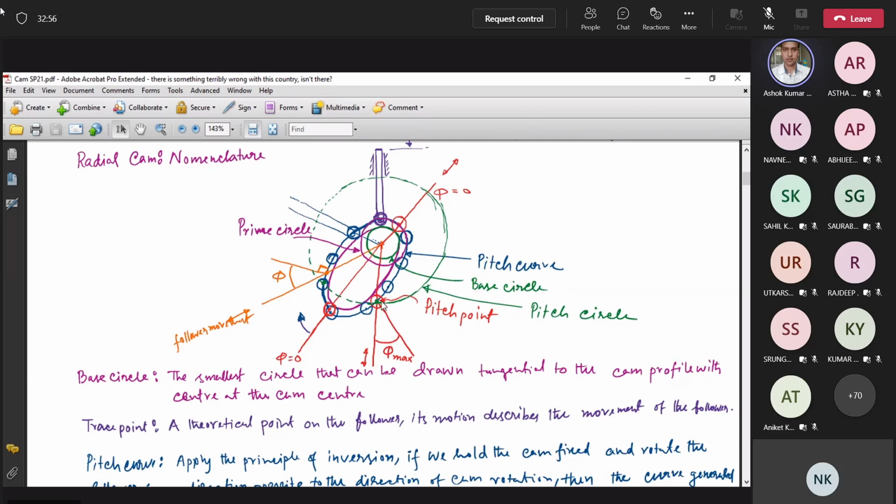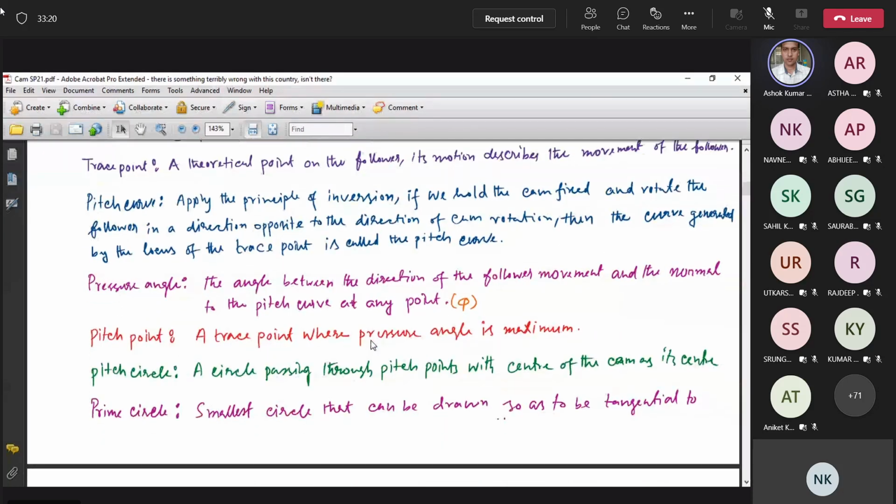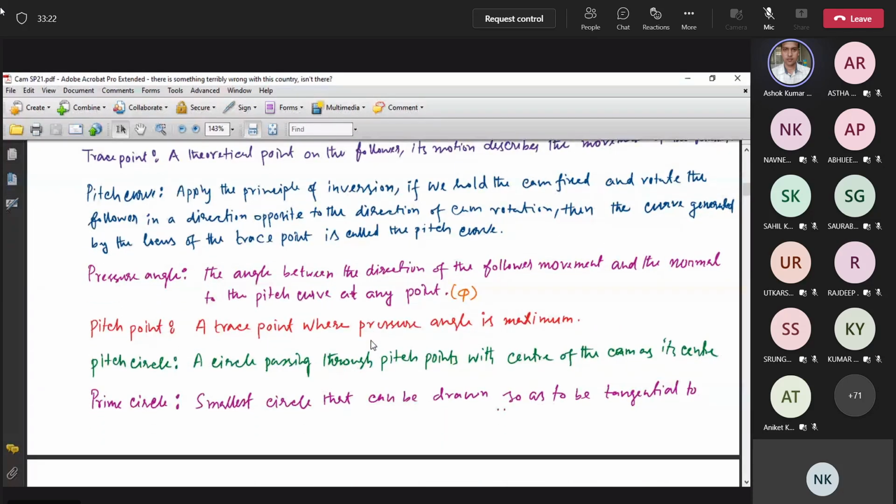Similarly, you choose this point, okay? And what is the pressure angle here? So you just join this point and this point, and extend it. So that is the follower movement line. And from this point, we draw a normal to the curve. The angle between them is the pressure angle. Okay, is it clear to you? What is the definition of pressure angle?